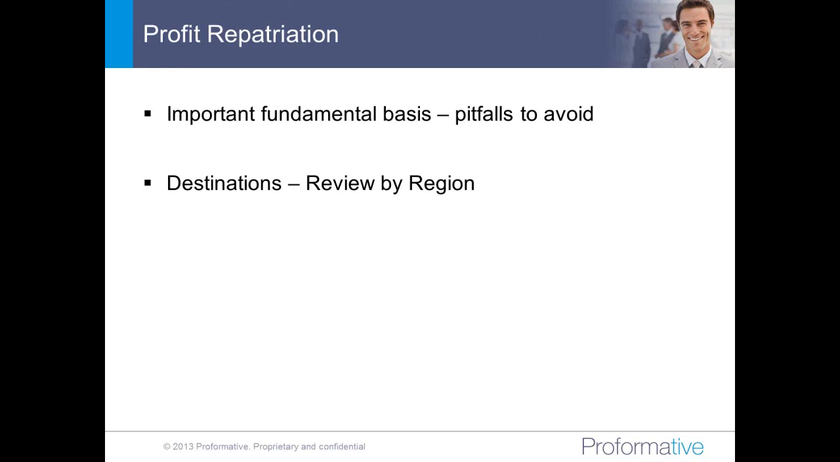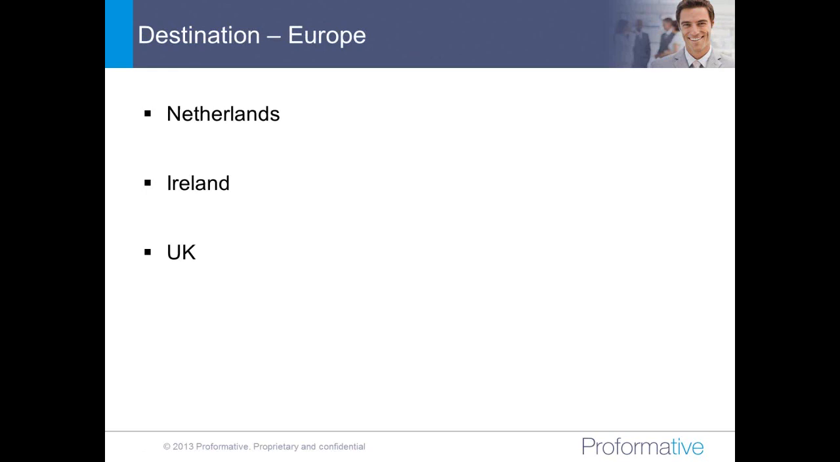It's very, very important that you should have an underlying business case for any tax plan that you produce, which is independent of taxation. Having said that, let's now look at the various destinations and review these by region. So I'm going to look first at Europe, and in looking at Europe, I'm going to pick 3 countries: Netherlands, Ireland, and UK. In the case of Netherlands, there is no withholding tax on interest or royalties. There is a relatively low corporation tax rate of 25%, with a special regime for income from innovative assets, reducing that effective tax rate to 5%.